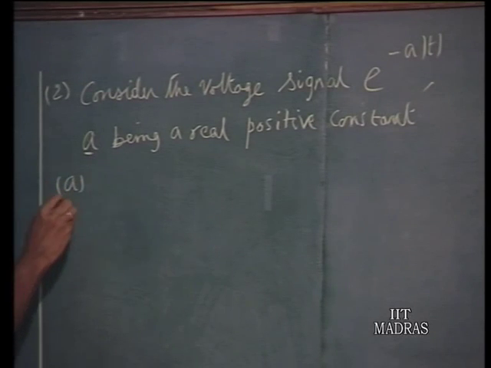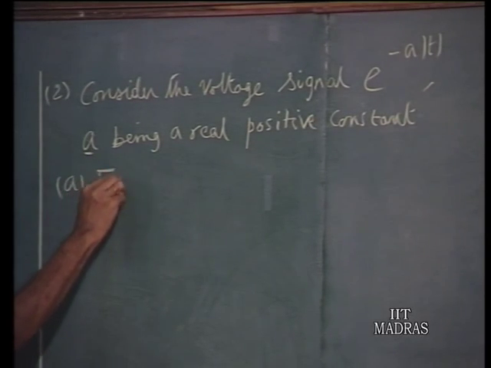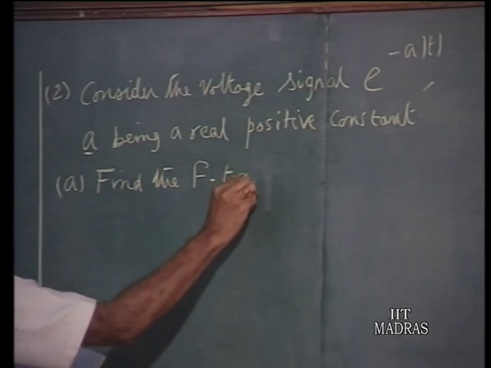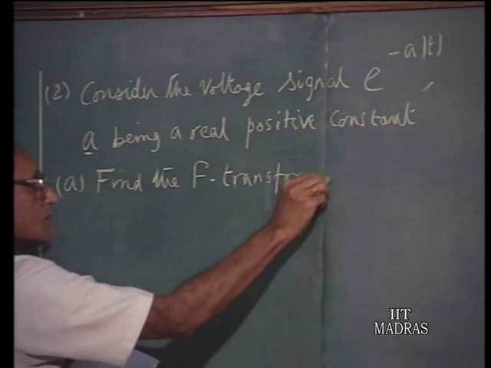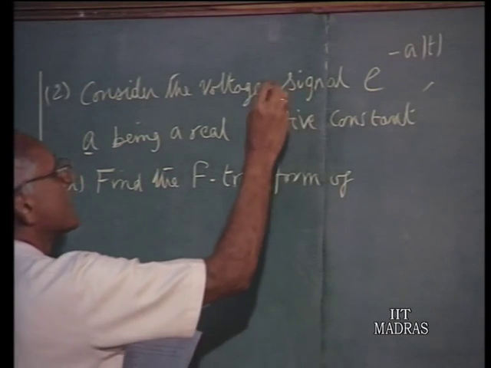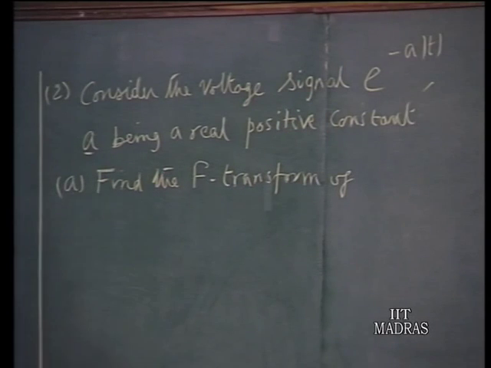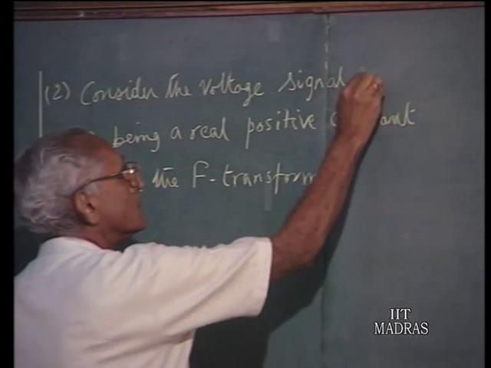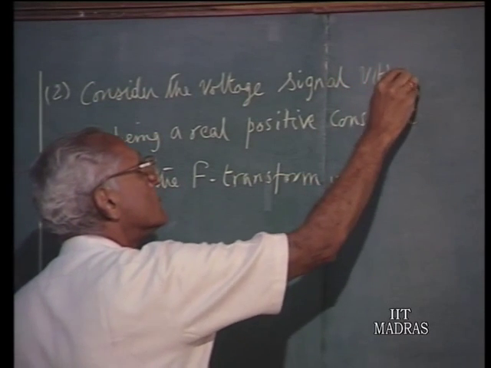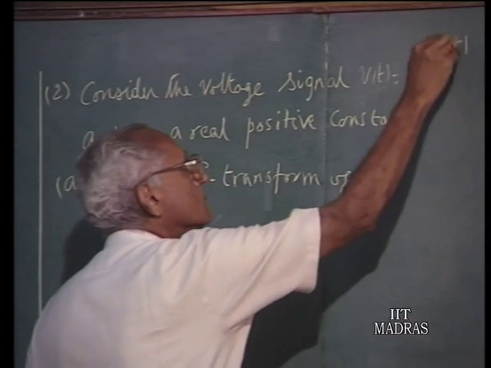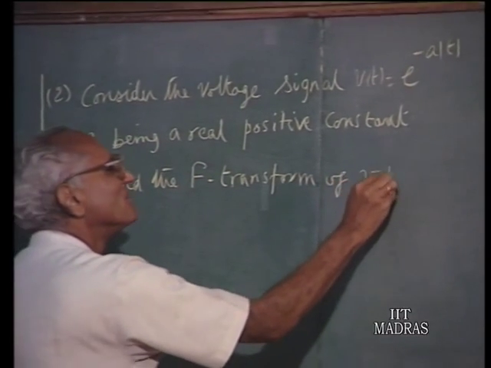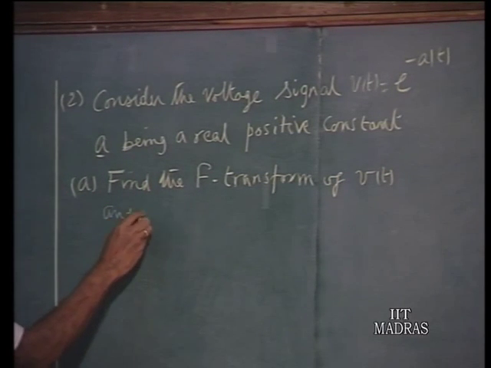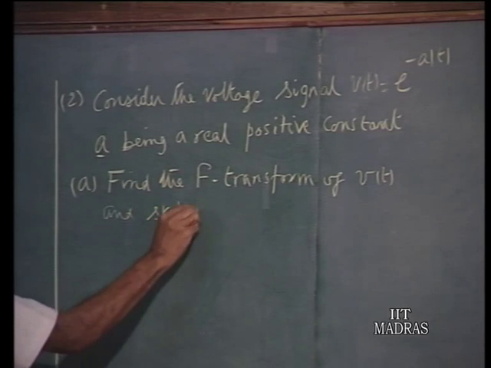A. Find the Fourier transform of V of t. This is the voltage signal V of t. Find the Fourier transform of V of t and sketch the magnitude spectrum.